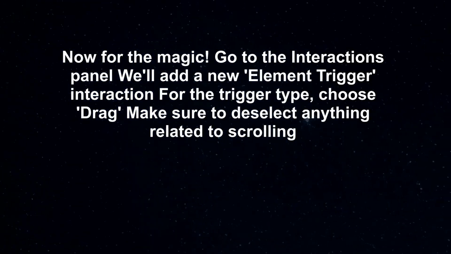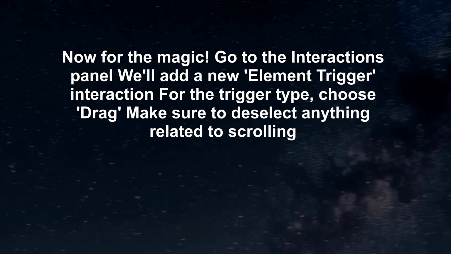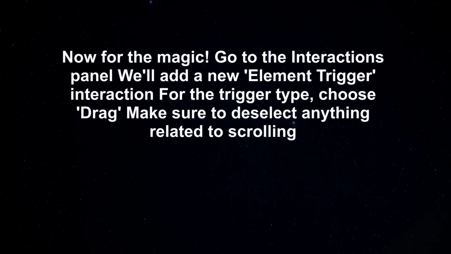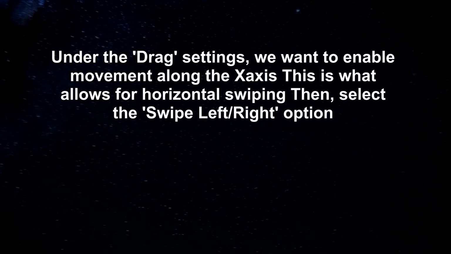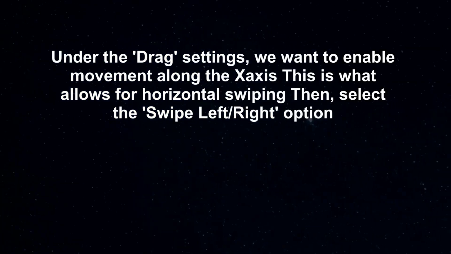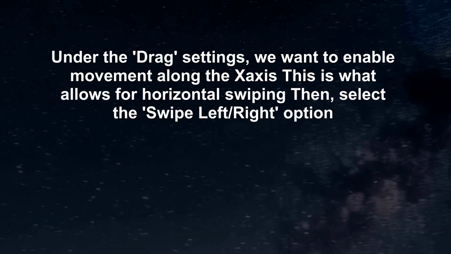Now for the magic. Go to the Interactions panel. We'll add a new element trigger interaction for the trigger type. Choose Drag. Make sure to deselect anything related to scrolling. Under the drag settings, we want to enable movement along the z-axis. This is what allows for horizontal swiping. Select the swipe left-right option.